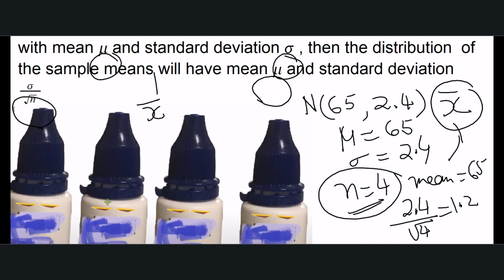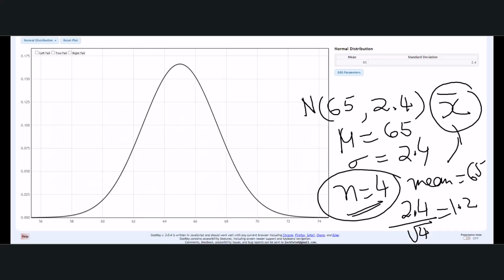So let's go ahead and calculate what percentage of samples of 4 bottles will have a mean of less than 62 drops using the stat key. Now, notice that here we are using the property that X, that is the contents of the individual bottles, has a normal distribution. That is, the population has a normal distribution. So when the population has a normal distribution, the sample means will also have a normal distribution.